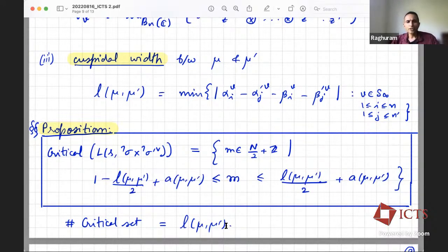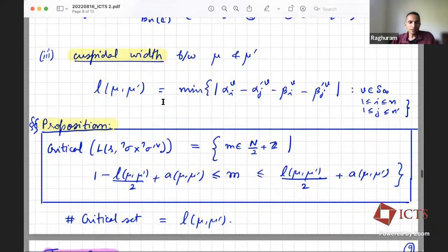Already there is a kind of notational simplification. There was an iota in my data to which I'm attaching the L function, but in the critical set, I've suppressed the iota because it's an exercise that the cuspidal width is independent of the embedding iota. So one can totally and completely identify the critical set.